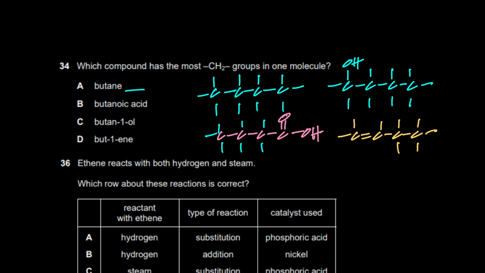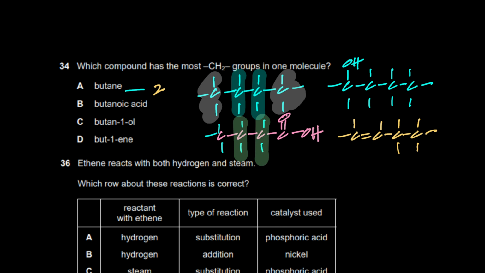It's unsaturated, right? Now it says CH2 groups. Look at this. CH2, CH2. This is CH3. Remember, that's not a CH2 group, right? That's a CH3 group. So this particular butane has 2 CH2 groups. Let's look at butanoic acid. Butanoic acid has CH3, CH2, CH2. So again, butanoic acid also has 2 CH2 groups, right? So A and B can't be the correct options.